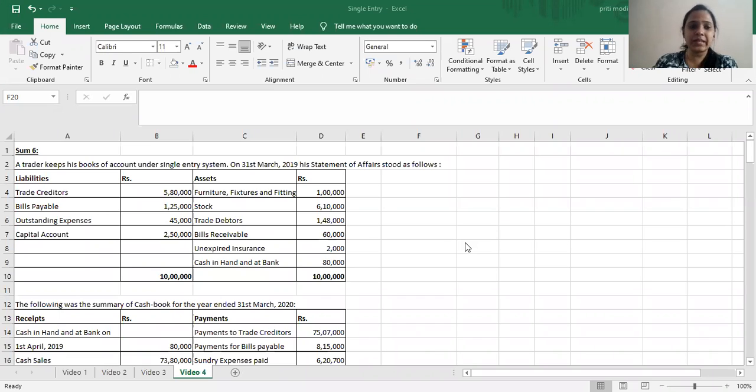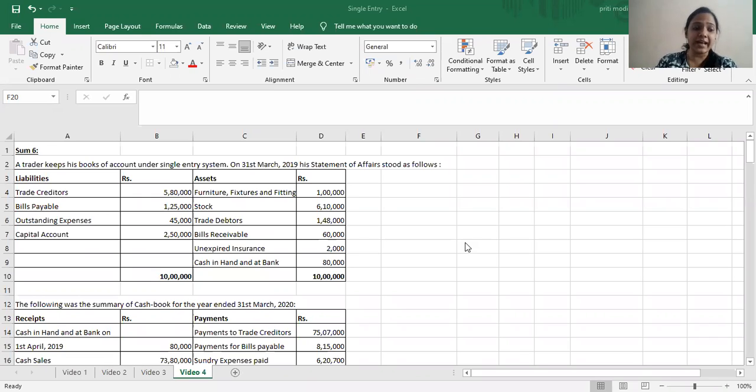Last class, we had done two sums regarding preparing of ledger accounts for debtors and creditors. And along with that, we had seen bills payable and bills receivables also. So that was a portion that we did last class. And today, again, we are doing a full-fledged single entry sum. So let's start with it.